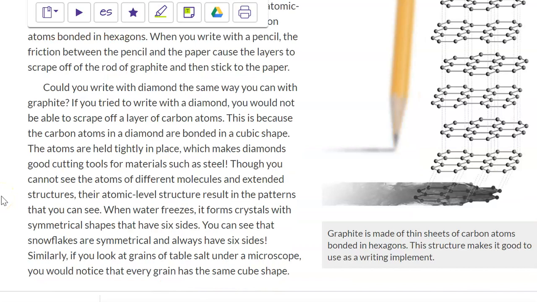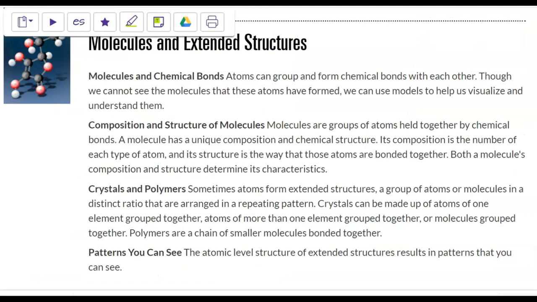Though you cannot see the atoms of different molecules in extended structures, their atomic level structure results in the patterns that you can see. When water freezes, it forms crystals with symmetrical shapes that have 6 sides. Symmetrical means it's the same on all sides. You can see that snowflakes are symmetrical and always have 6 sides. Similarly, if you look at grains of table salt under a microscope, you would notice that every grain has the same cube shape.